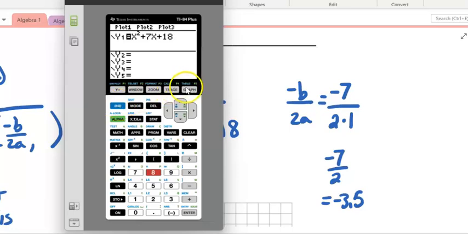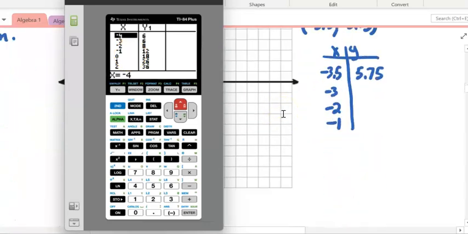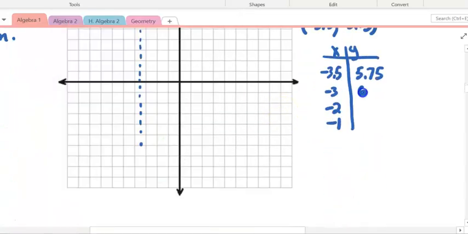On this calculator, I'm going to go to second, and then I'm going to hit this graph button because right above it says table in blue. So second and then the graph button. And then you can look right down here and you can look for negative 3 is at 6, negative 2 is at 8, and negative 1 is at 12. So it's 6, 8, and 12.